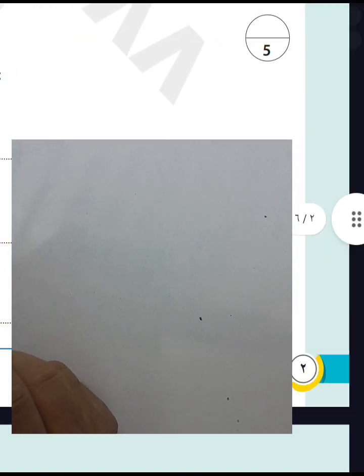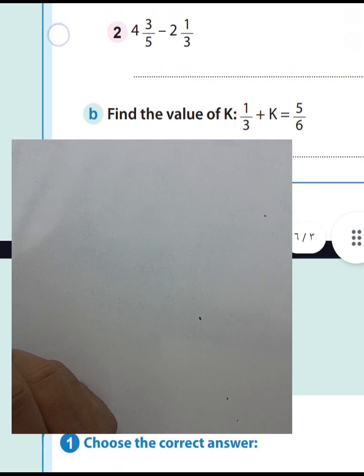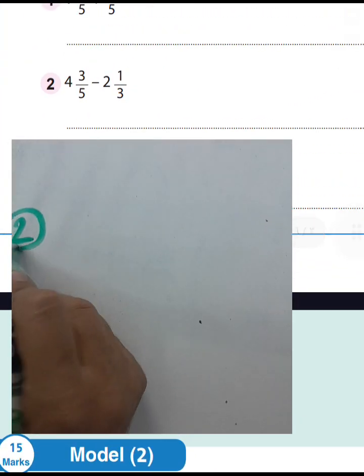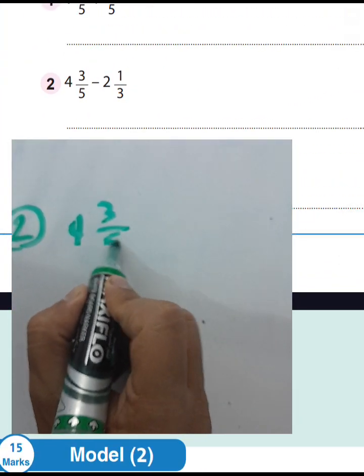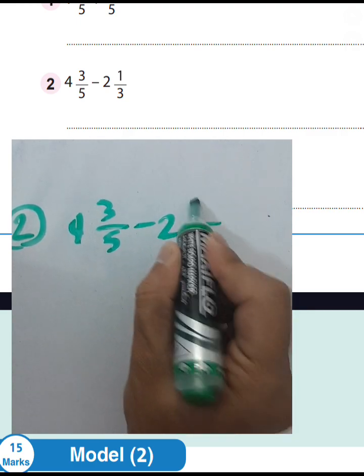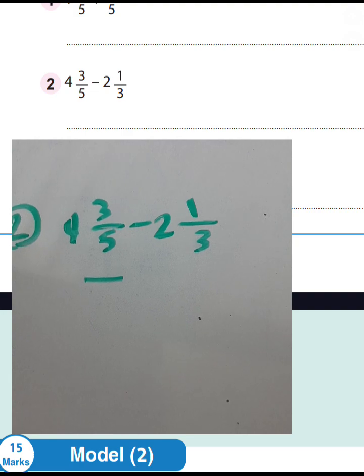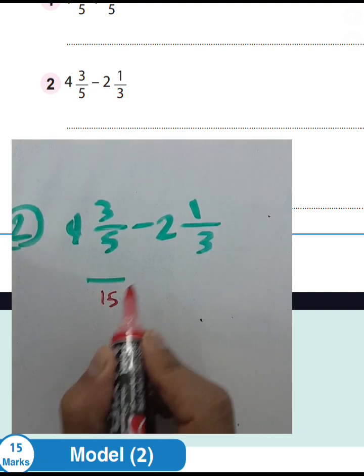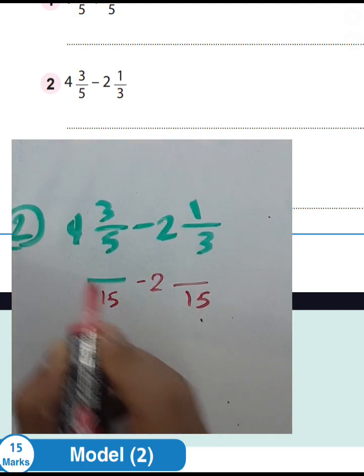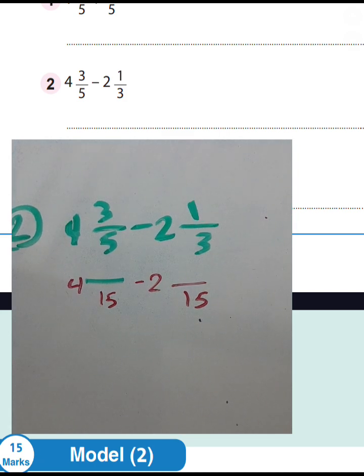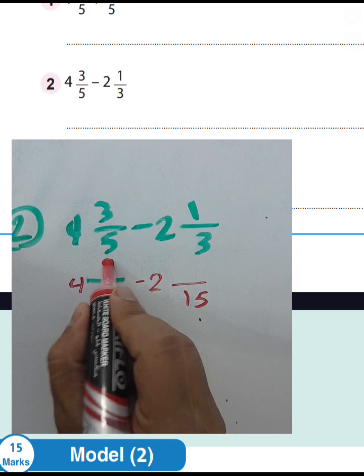Question number 2. 4 and 3 over 5 subtract 2 and 1 over 3. We can write the least common multiple between the two fractions here. It will be 15. 5 times 3 equals 15. 3 times 3 equals 9.